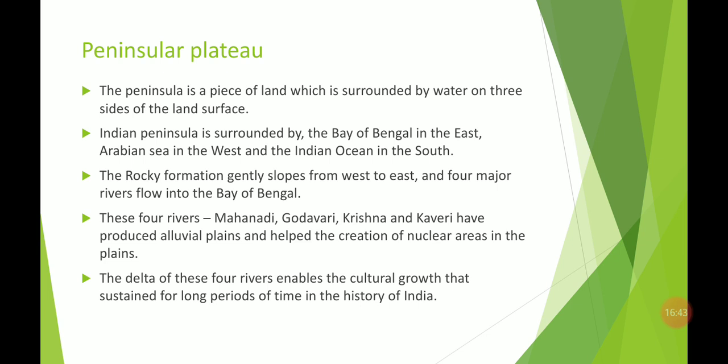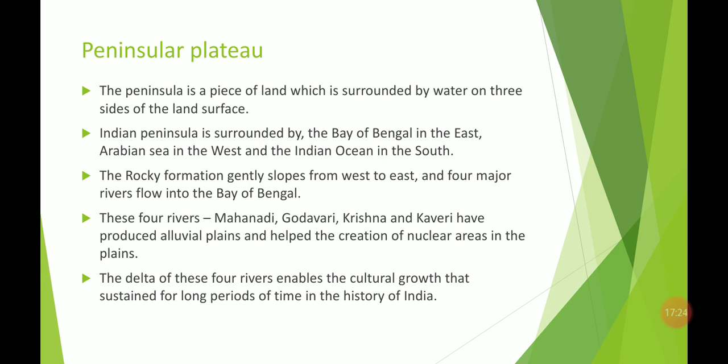Now the Peninsular Plateau. Let me begin with the peninsula. So what is a peninsula? Though you have studied it in class 6 also, let me explain. A peninsula is a piece of land which is surrounded by water on three sides. The Indian peninsula is also surrounded by water on three sides: from the east side it is the Bay of Bengal, from the west side it is the Arabian Sea, and from the south it is the Indian Ocean. So basically the Indian peninsula is surrounded by water on three sides.